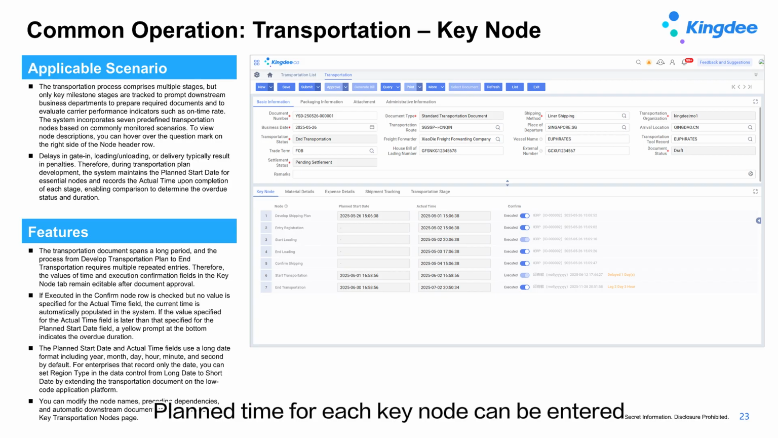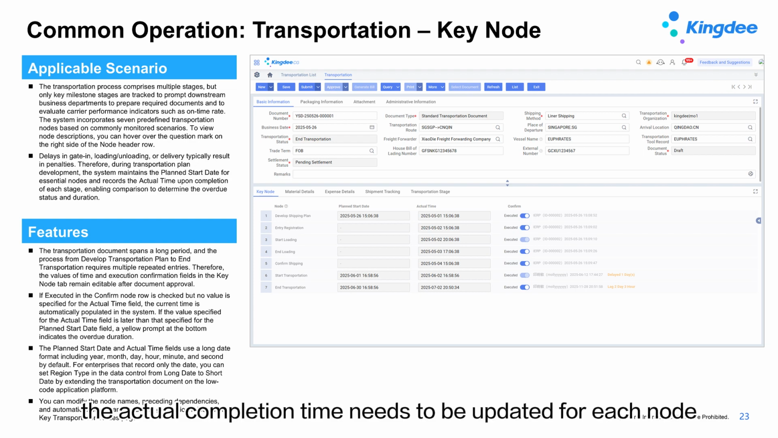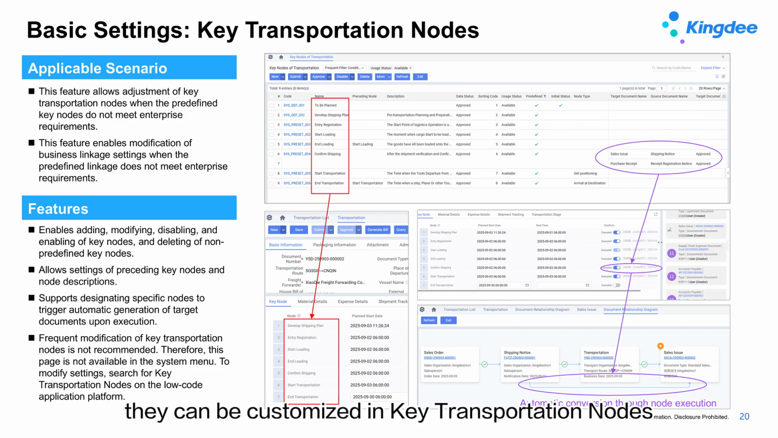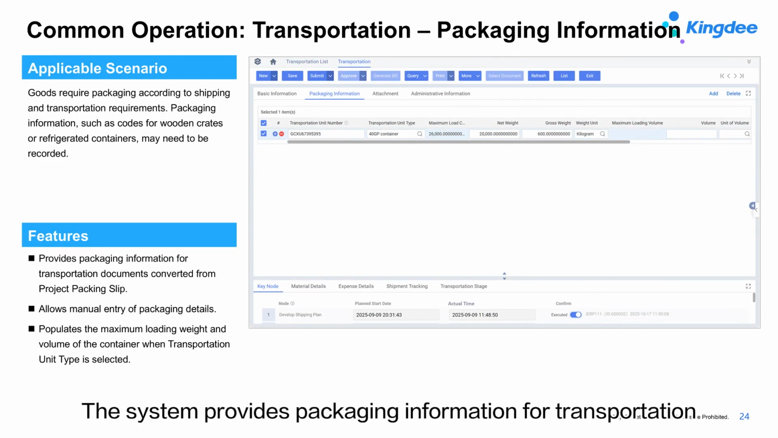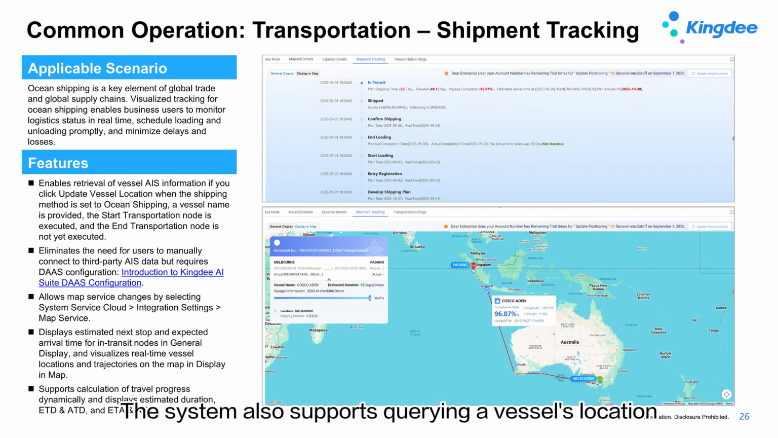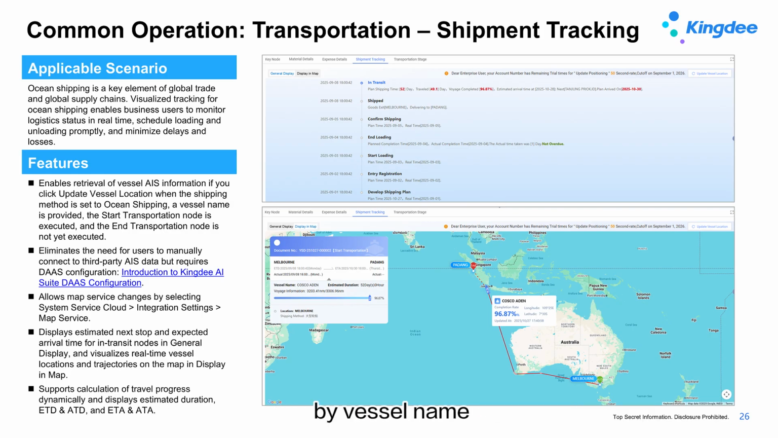Planned time for each key node can be entered in the Key Transportation Nodes tab. As the shipment progresses, the actual completion time needs to be updated for each node. If the predefined key nodes do not meet the enterprise's business scenarios, they can be customized in Key Transportation Nodes. The system provides packaging information for transportation documents converted from project packing slip and allows manual entry of packaging details. The system also supports querying a vessel's location by vessel name and plotting its track on a map.